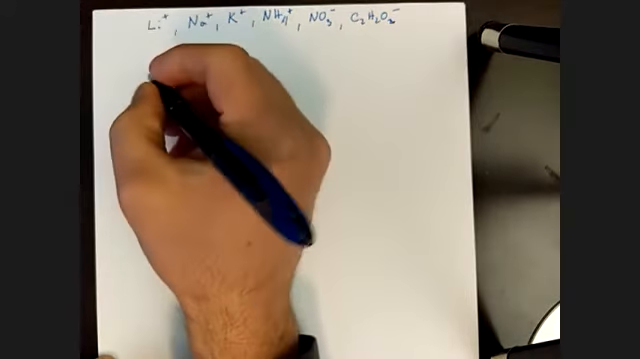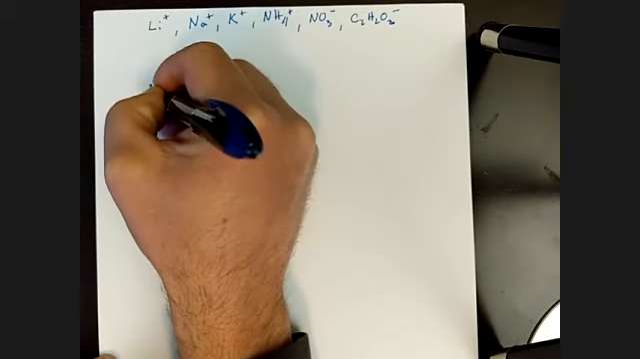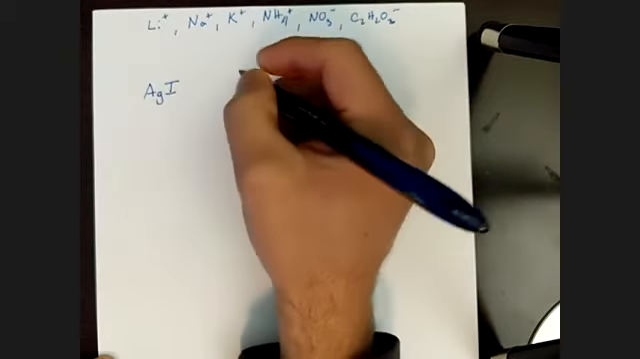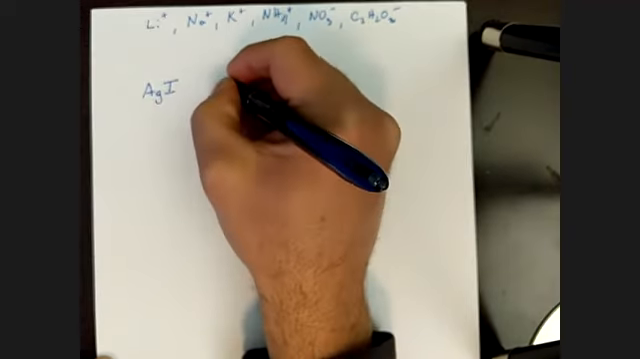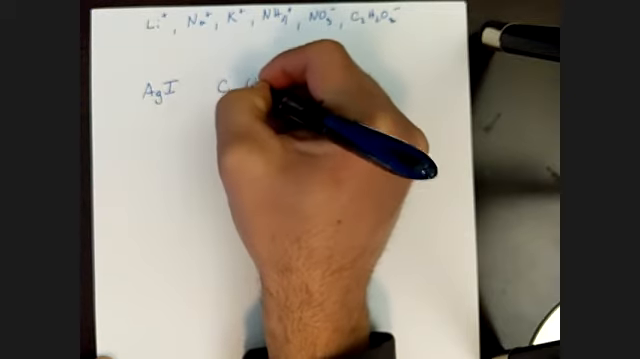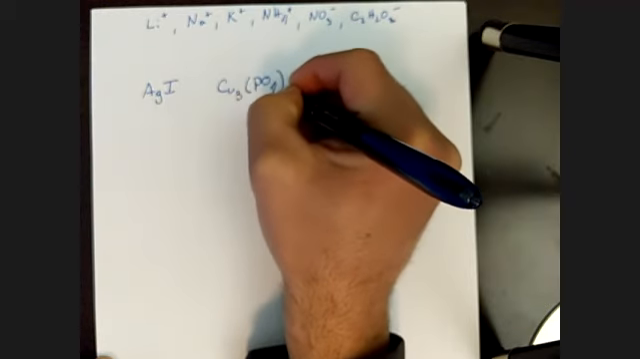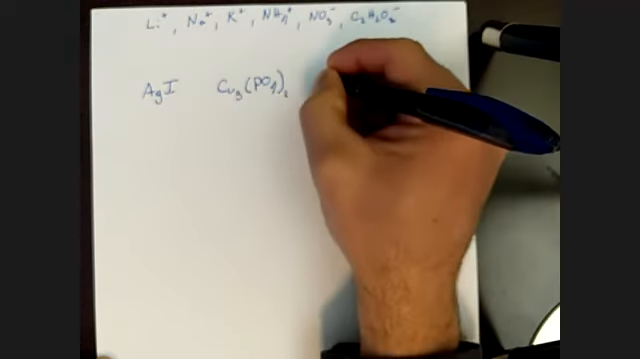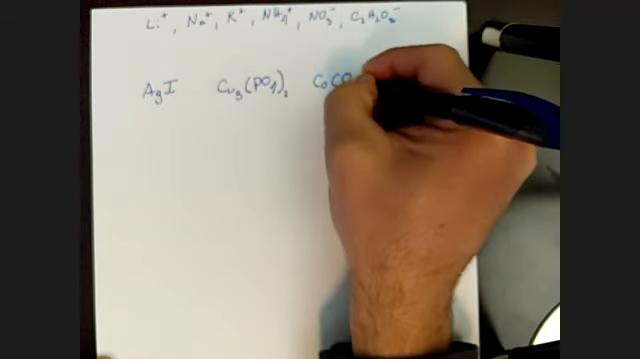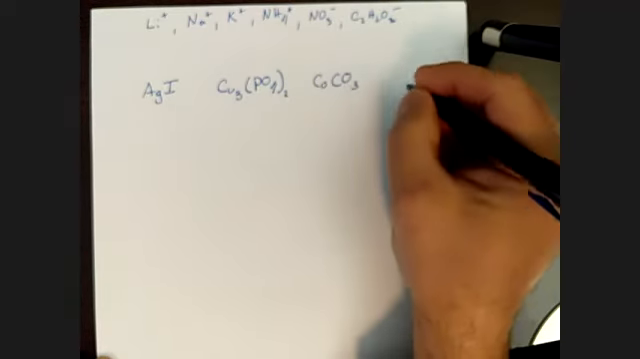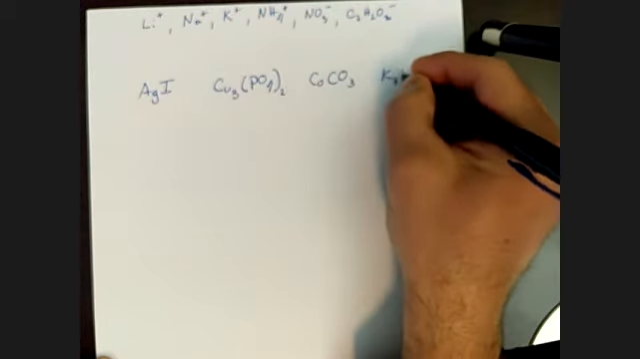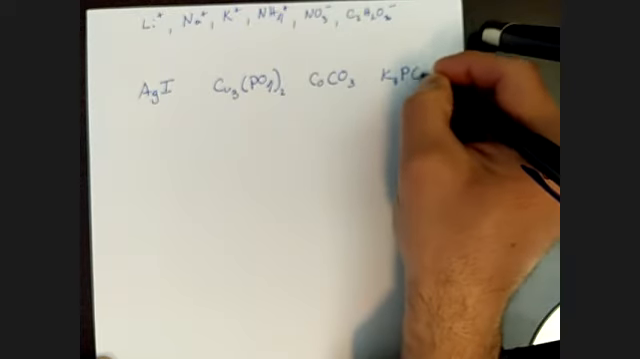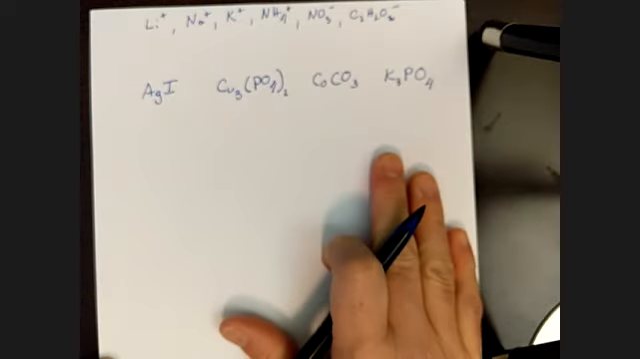So for example, one of the first kinds of problems that we may have is looking at particular just ions. Okay, there's a variety of ways that these problems get done.